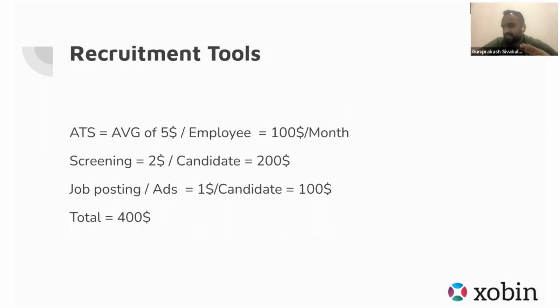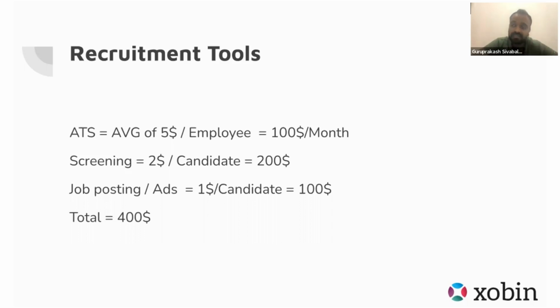Okay, and the slab rate also comes into the picture here. We can look at close to $100 per month. That is the average ATS cost, right? A simple one. Screening tools charge per assessment. The industry standard is $2 per assessment, and we are assuming that 100 qualified candidates apply for this role. So 2 into 100, $200.